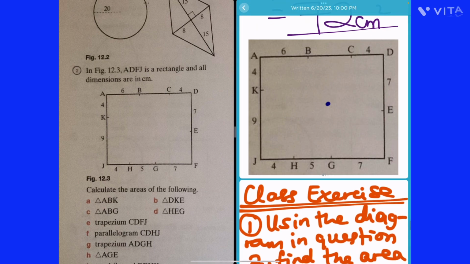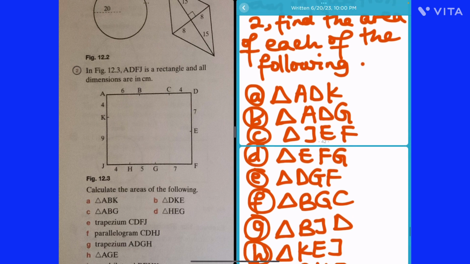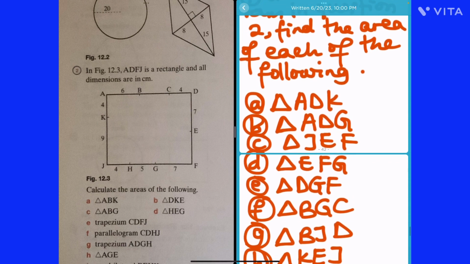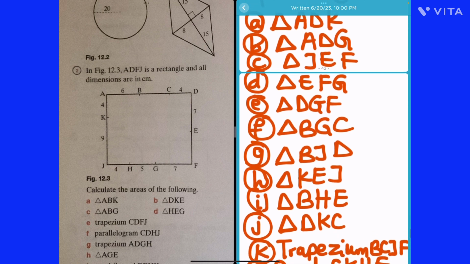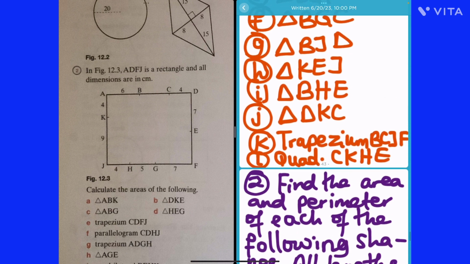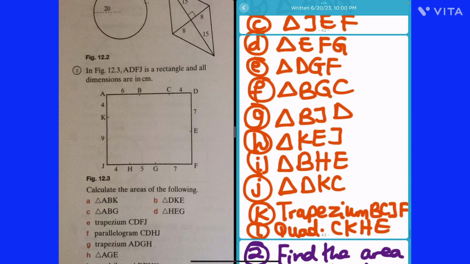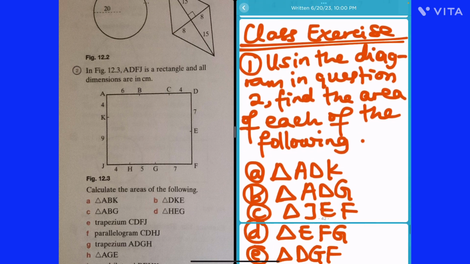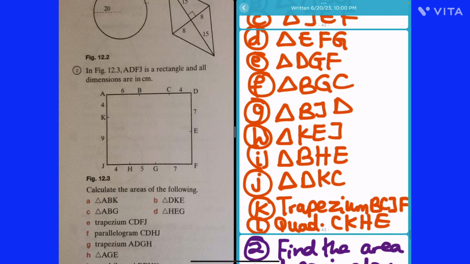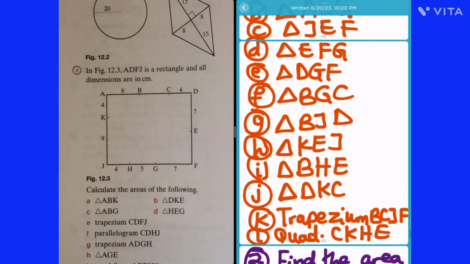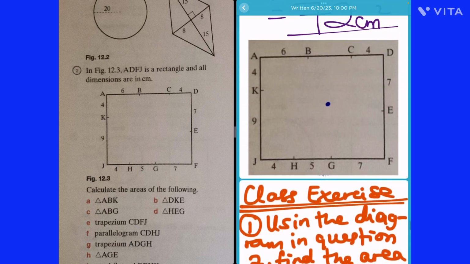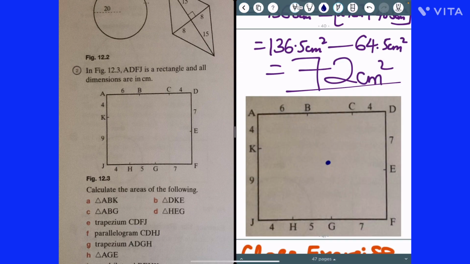Using the diagram in question 2, find the area of each of the following: triangle ADK, triangle ADG, JEF, and so on. So you trace each shape on the diagram, and you find its dimension. Use its dimension to calculate its area. Here, for example, in triangle ADK, question 1A says find triangle ADK. So let me show you here.